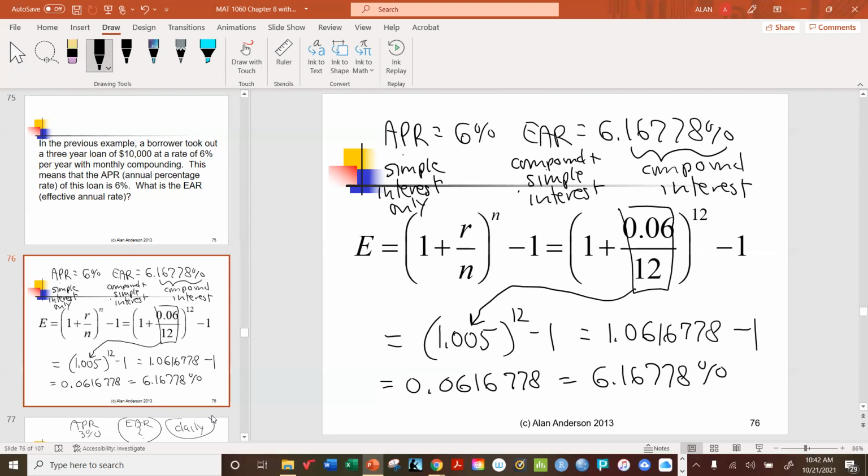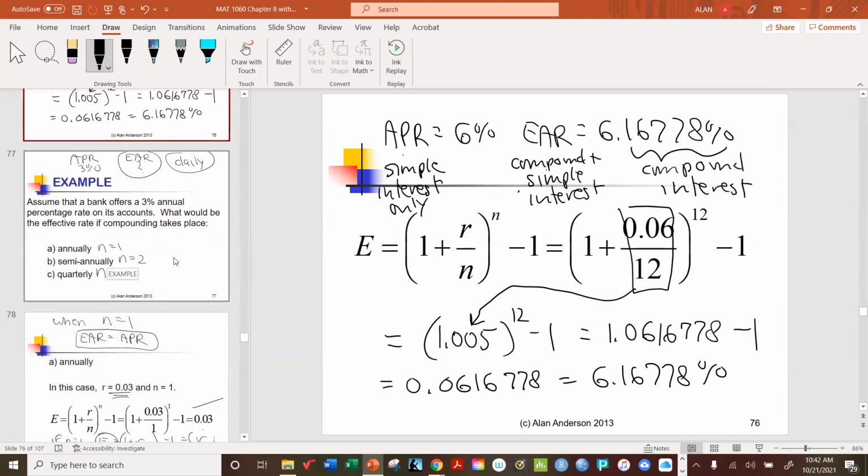And so that means that if you are in fact borrowing this money, the amount that's actually coming out of your pocket is 6.16778%. Okay, so that's important to know when you borrow the money, how much is it really costing you? Otherwise, you're bound to make the wrong decision. In other words, if you have to decide, can I afford this or not, you have to know how much it's really costing you.